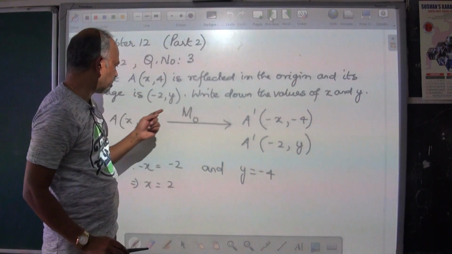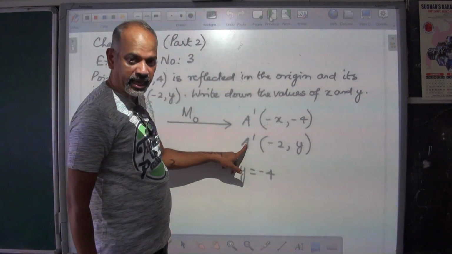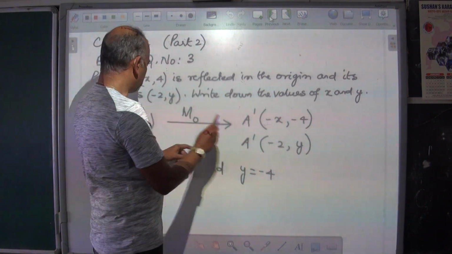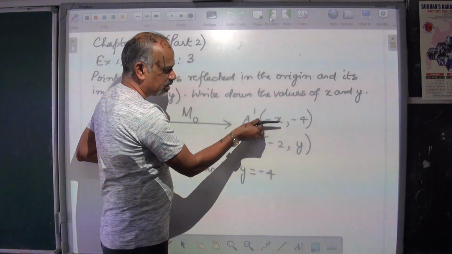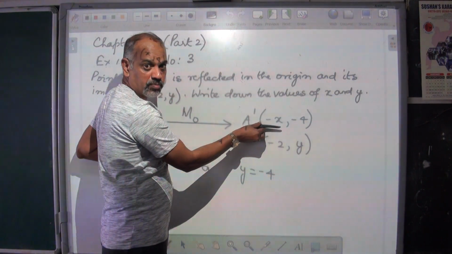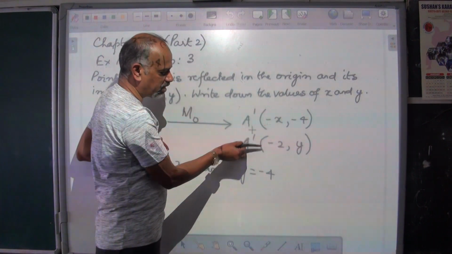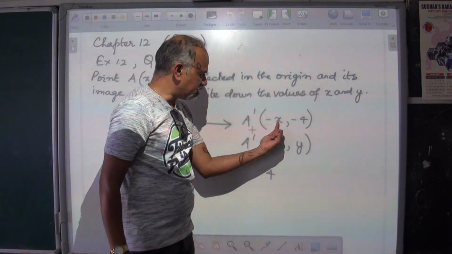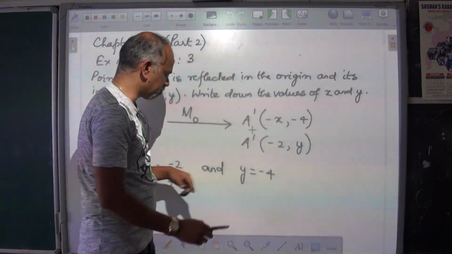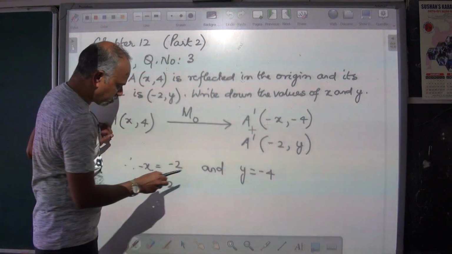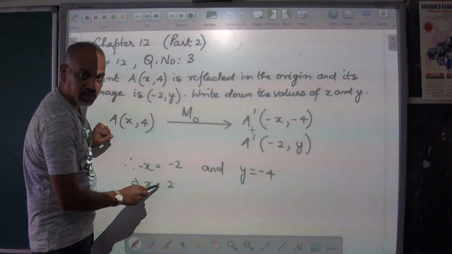But according to the question, the image is (-2, y). So I have written that also. The image A dash is (-2, y). Both points are the same. This is the reflection that you got by reflecting it in the origin, and this is according to the question. So both of them are the same, which means this and this must be equal, and this and this must be equal. So to equate them, minus x is equal to minus 2. Cancel the minus on both sides. x is equal to 2.